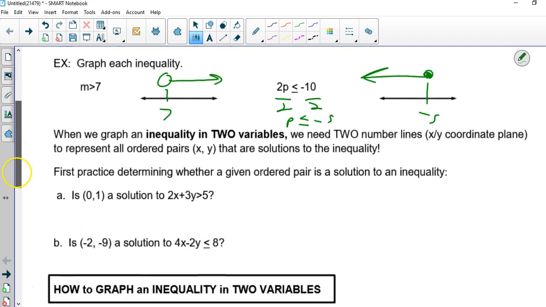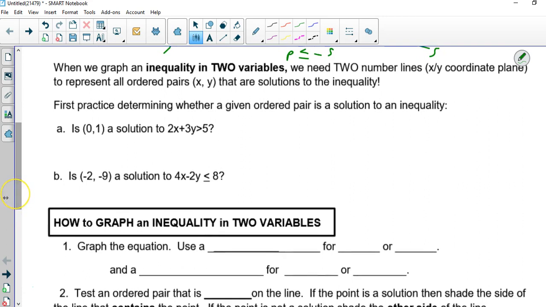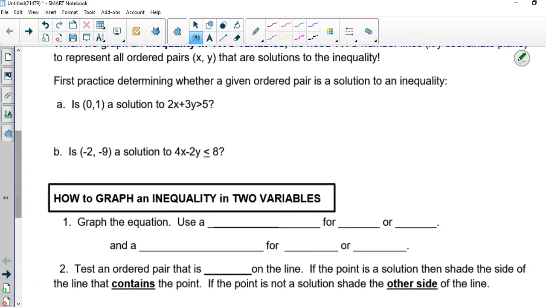But now, when we graph an inequality in two variables, we need two number lines. The xy coordinate plane represents all the ordered pairs xy that are solutions to the inequality. First, practice determining whether a given ordered pair is a solution to an inequality. So what we do is we just take our x and our y, and we plug them in. So 0 is going to go here, and 1 is going to go here. And we test it. Does it make a true statement?